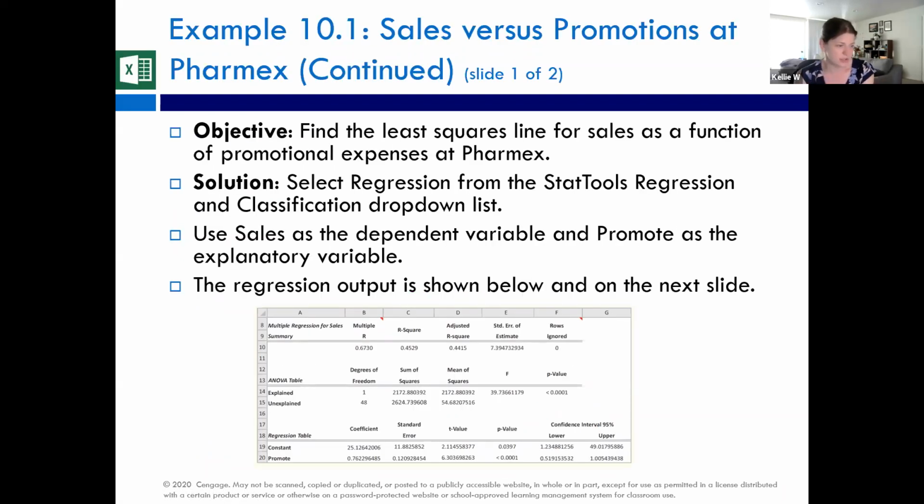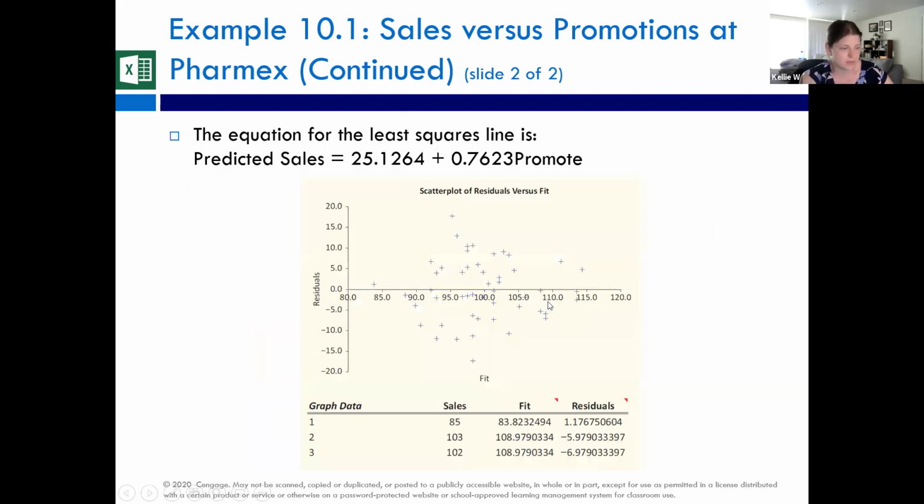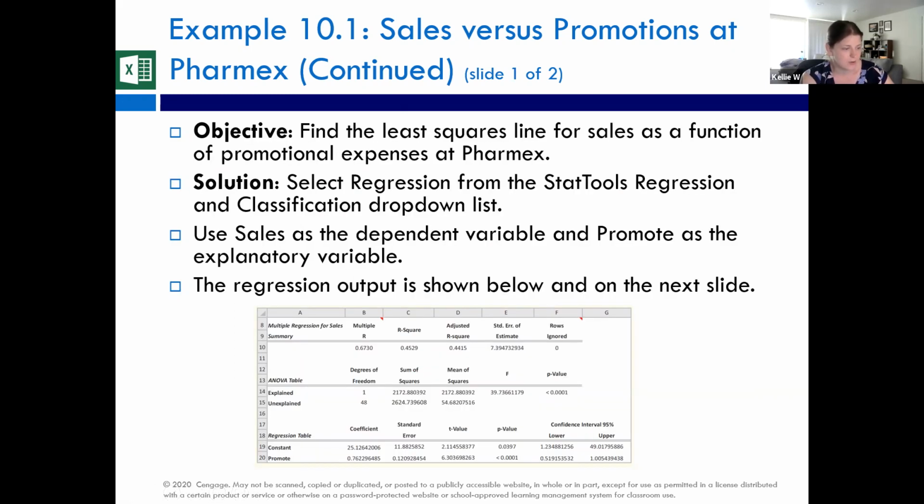All right, so let's actually run some regression output and look at what it looks like. So we're gonna find this least squares line for sales as a function of promotional expenses at Pharmex. On here they use stat tools, but we don't need to use stat tools. In our example, we just use Excel the way it is.